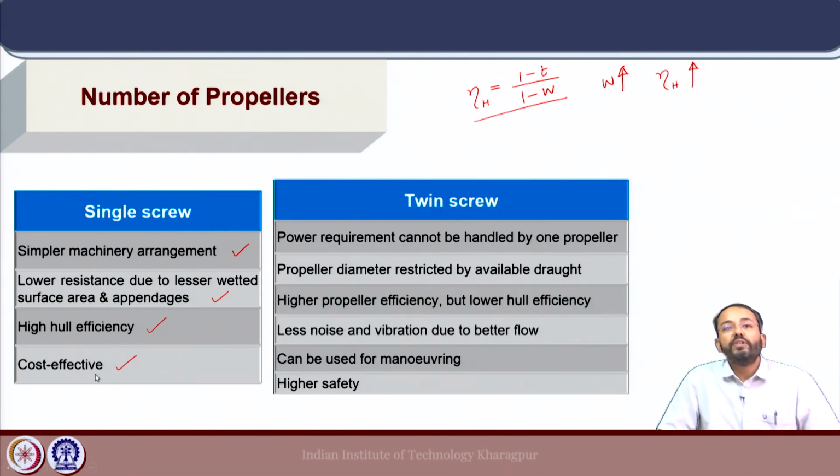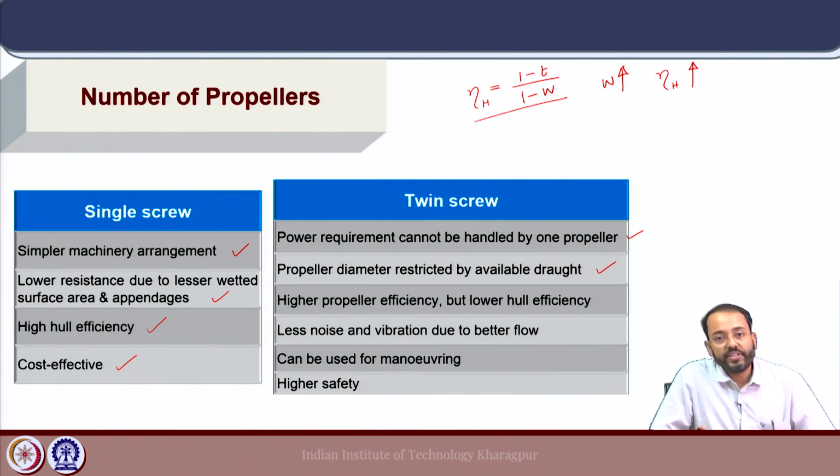So, if we look into the aspects of twin screw propulsion, the first requirement for which twin screw propulsion is chosen as the primary design condition is that the power cannot be handled by one propeller. So, if the powering requirement is such that it cannot be handled by one propeller, and it is also in connection to the second point, that means the propeller diameter is restricted by the available draft. If we look into simple momentum theory calculations, the ideal efficiency of the propeller, neglecting certain losses, is inversely proportional to the thrust loading coefficient.